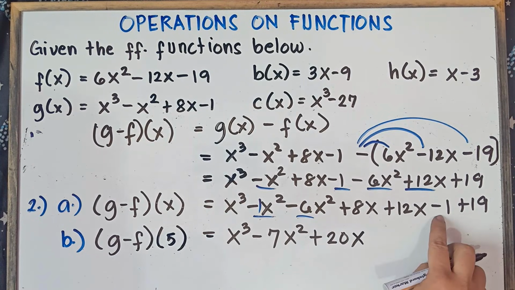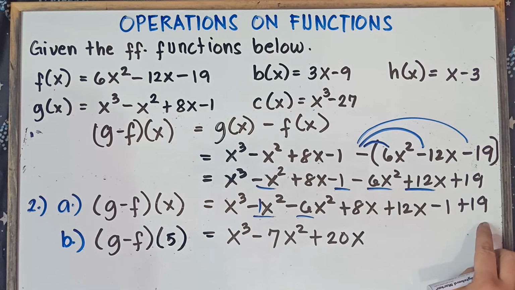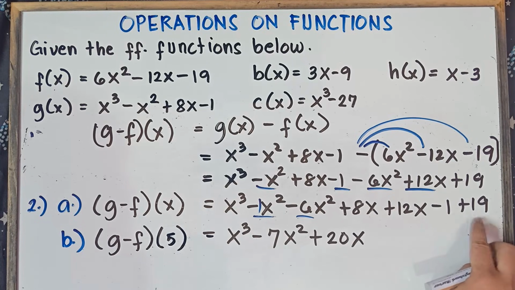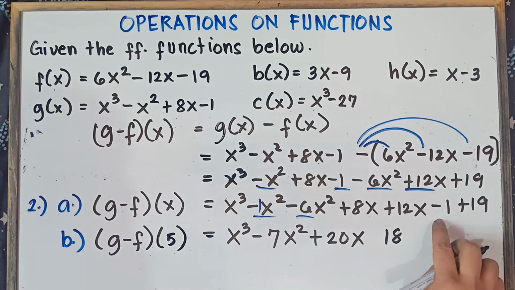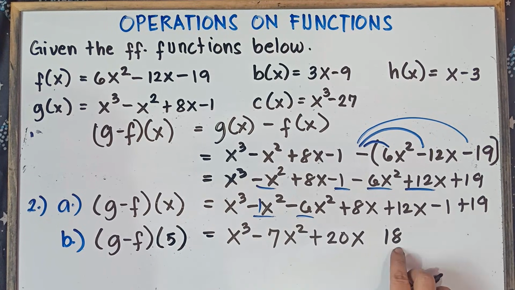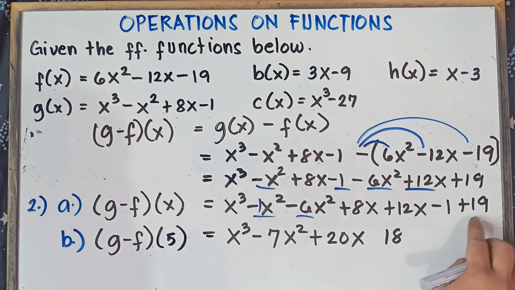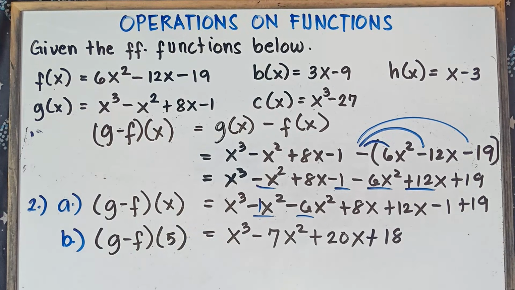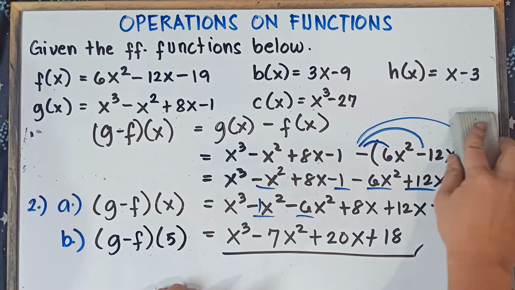And then negative 1, positive 19, unlike signs. Subtract, 19 minus 1 is 18. Now 19 is greater than 1, we copy the sign of 19. Once again, because unlike signs, negative 1, positive 19, subtract, 19 minus 1 is 18. Simply copy the sign of the larger number. That would be positive 18. That's it, class. That's the answer, class, with regards to letter A. Alright, so let me just write the answer here.